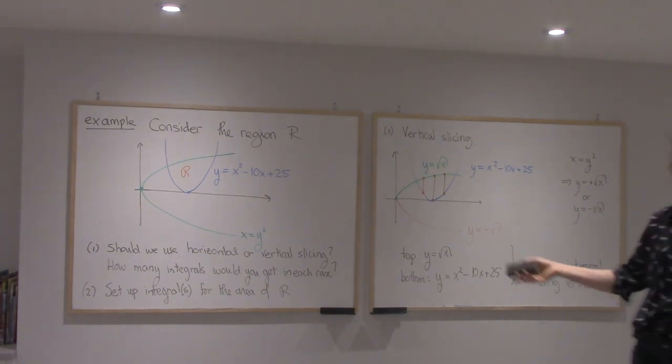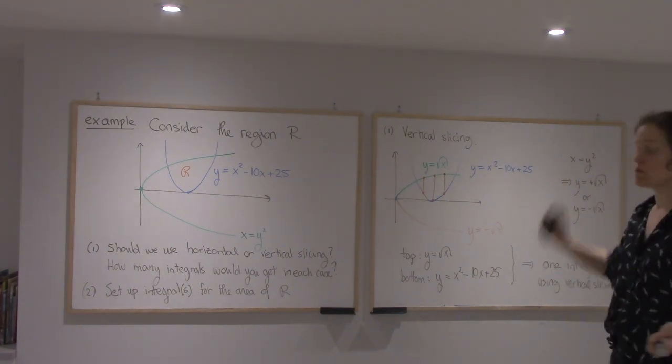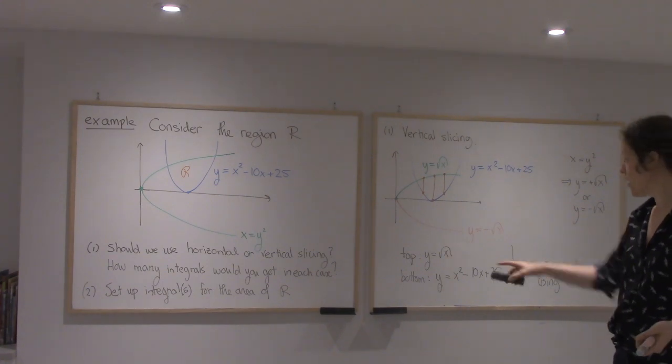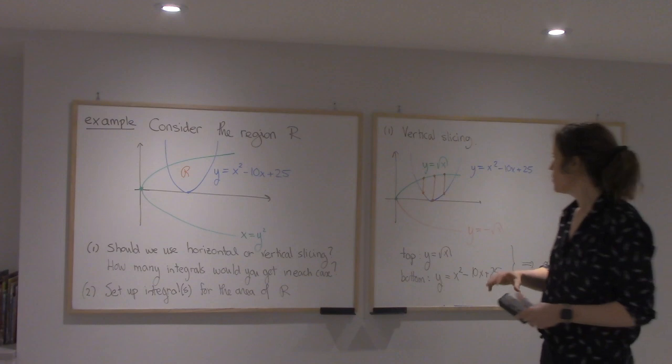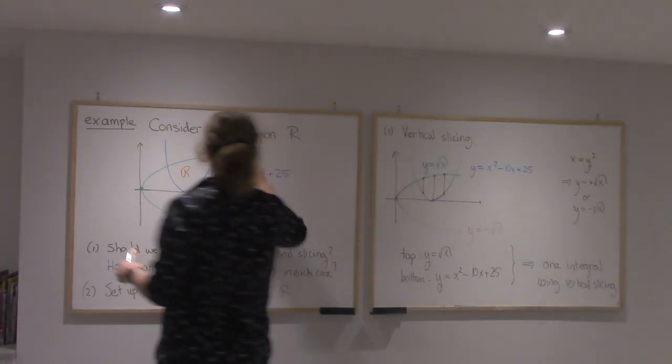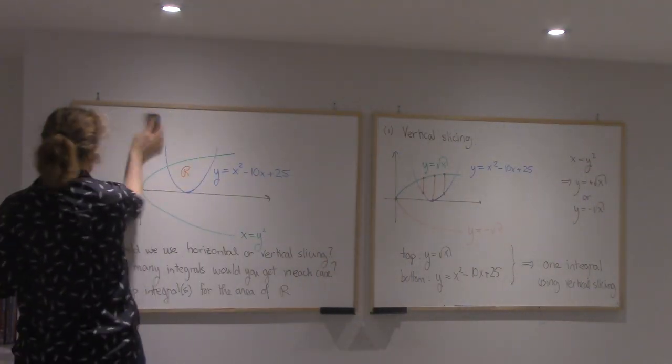Alright, so it looks pretty good. In fact, at this point, I could probably just write out the area without looking at horizontal because this works so well. But let's do it with horizontal also.